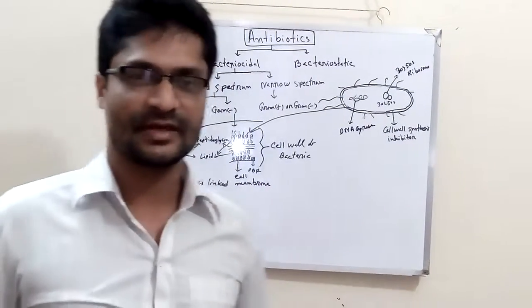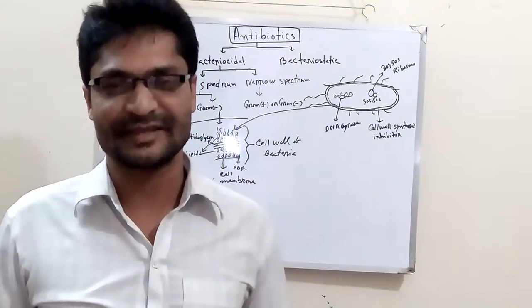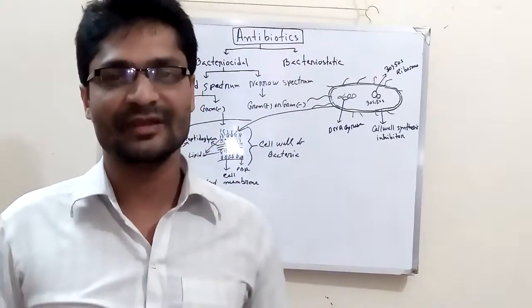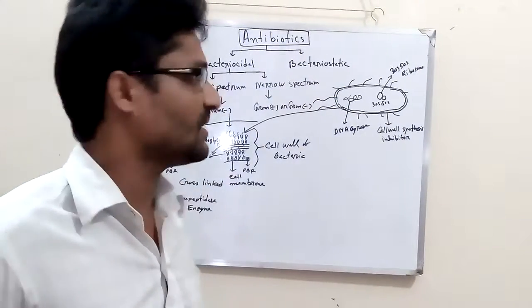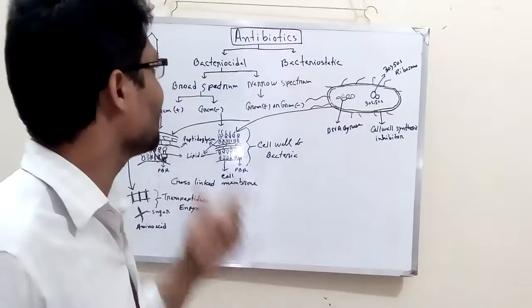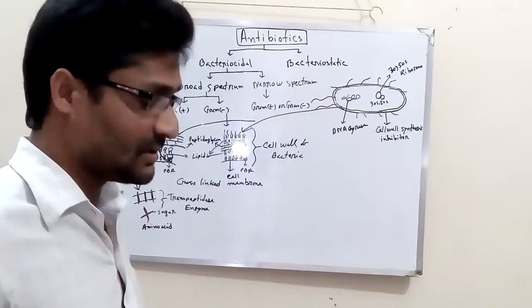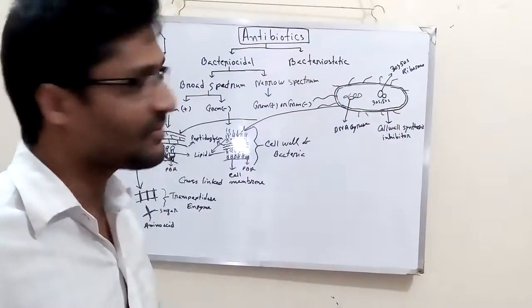Antibiotics are chemical substances derived from microorganisms that act against bacteria, to kill them or inhibit the growth of the bacteria without harming the host cell. There are basically two types of antibiotics: bactericidal and bacteriostatic.